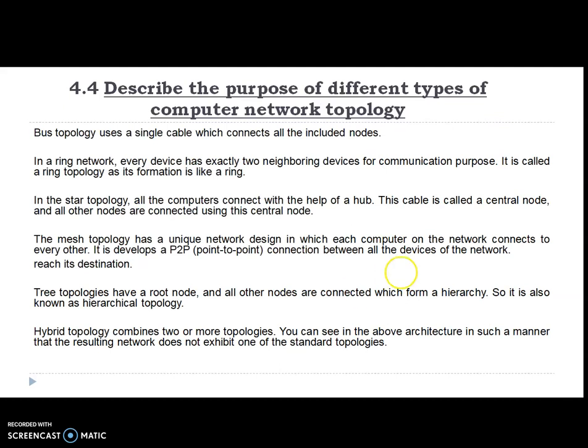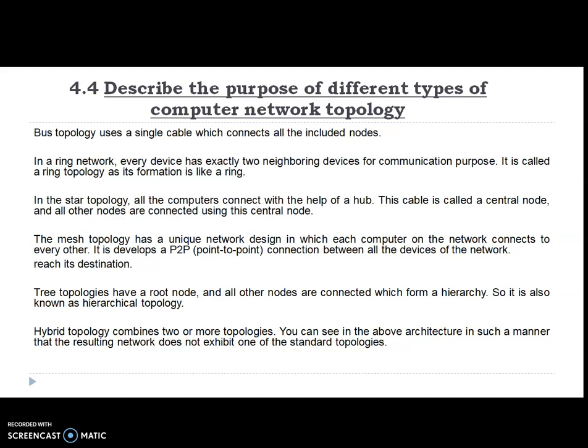Describe the purpose of different types of computer network topology. Bus topology uses a single cable which connects all the included nodes. In a ring network, every device has exactly two neighboring devices for communication purposes. It's called a ring topology as its formation is like a ring.